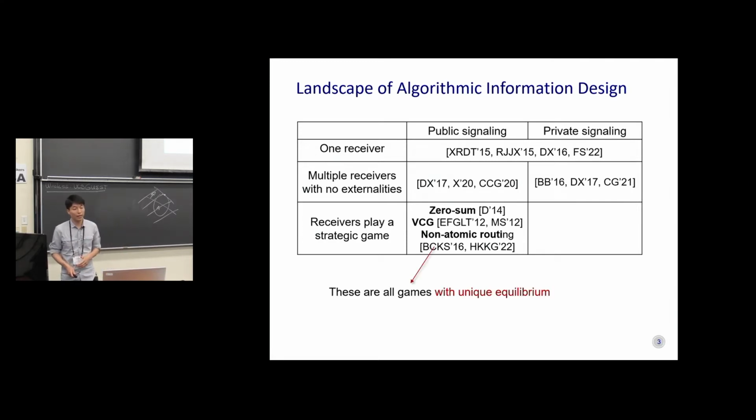There is a common feature for the games that have been studied: those games all have a unique Nash equilibrium under public signaling schemes, and that can significantly simplify the analysis when you're trying to study the signaling scheme. But interestingly, so far, there has been almost no algorithmic result about optimal private signaling in a strategic game.